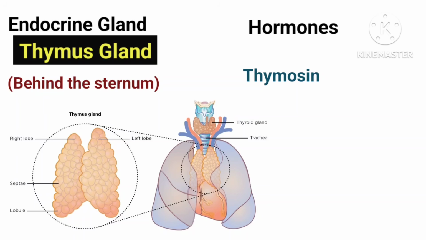Thymosin is the primary hormone. It stimulates the production and maturation of T cells, a type of white blood cell vital for fighting infections.